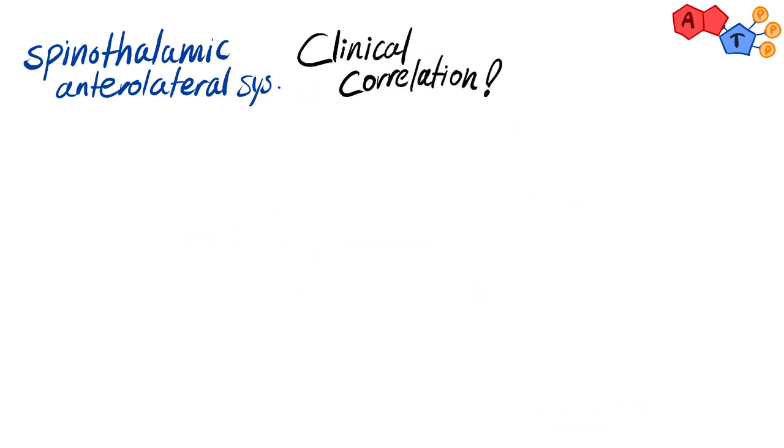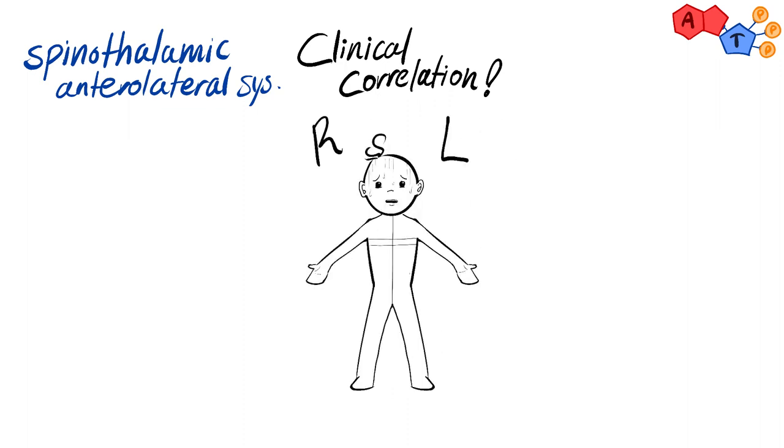Now for clinical correlation, let's imagine a person has an injury to the left side of the spinal cord at the level of T4. What will happen to them? Try to pause the video and guess the answer.